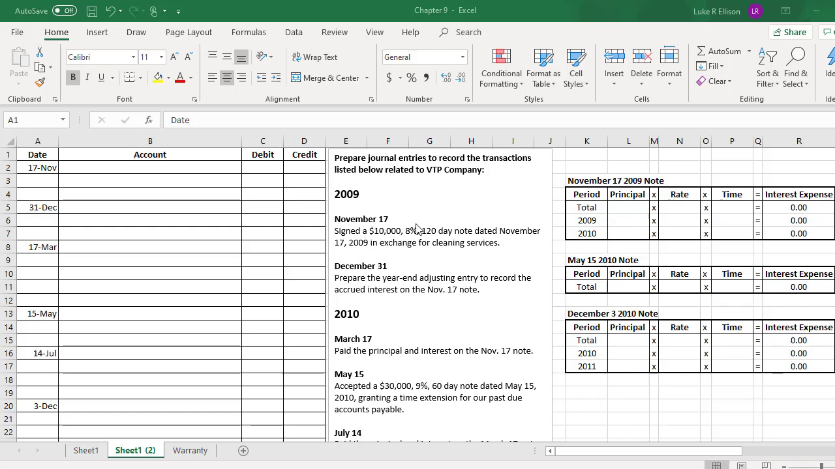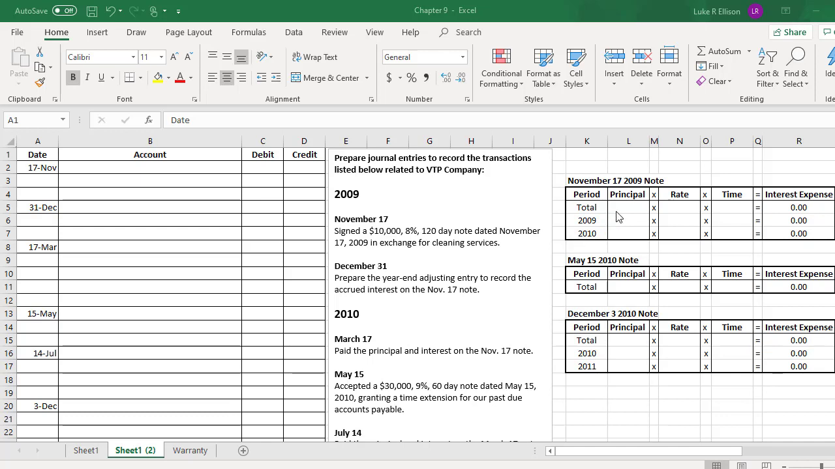So this note was created on November 17th, and is going to last for 120 days. So therefore, it's going to be collected sometime in 2010. So therefore, this note is going to be outstanding in two different years, 2009 and 2010. So we're going to need to record the interest expense that's related to 2009 in that year, and the interest expense from 2010 in that year. So we have to calculate those separately.